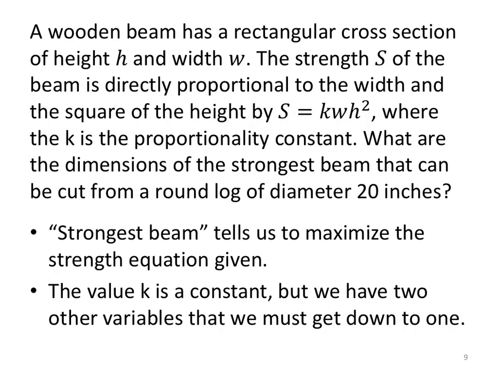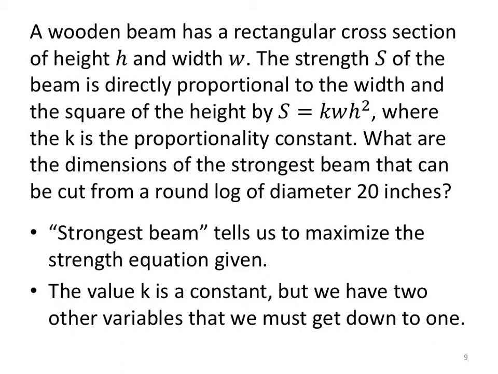A wooden beam has a rectangular cross section of height h and width w. The strength S of the beam is directly proportional, got to think about that one, to the width and the square of the height, so S equals K times W H squared. K is the proportionality constant. What are the dimensions of the strongest beam that can be cut from a round log of diameter 20 inches?